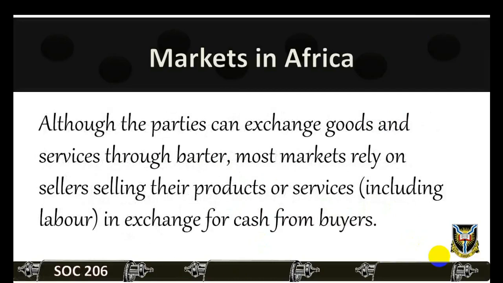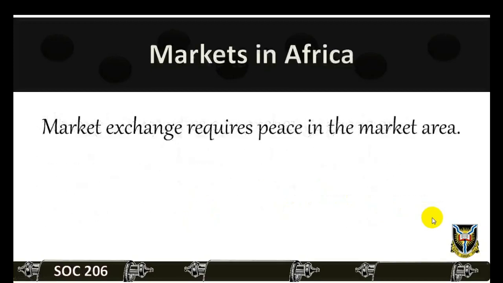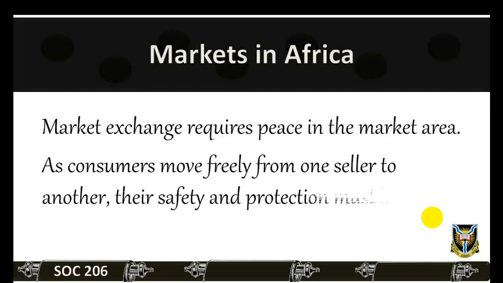Although the parties can exchange goods and services through barter, most markets rely on sellers selling their products or services in exchange for cash from buyers. You can say that market is the process by which the prices of goods and services are established. Market exchange requires peace in the market area. As customers move freely from one seller to another, their safety and protection must be guaranteed.